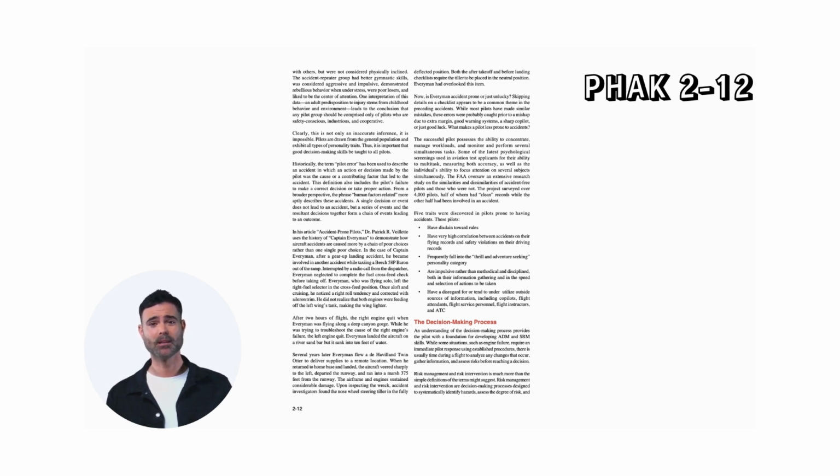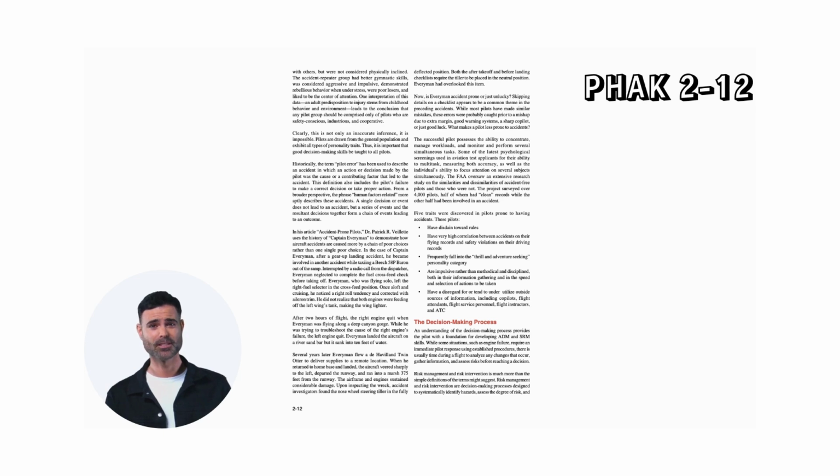In his article, Accident-Prone Pilots, Dr. Patrick R. Villette uses the history of Captain Everyman to demonstrate how aircraft accidents are caused more by a chain of poor choices rather than one single poor choice. In the case of Captain Everyman, after a gear-up landing accident, he became involved in another accident while taxiing a Beech 58P Baron out of the ramp. Interrupted by a radio call from the dispatcher, Everyman neglected to complete the fuel crossfeed check before taking off. Everyman, who was flying solo, left the right fuel selector in the crossfeed position. Once aloft and cruising, he noticed a right roll tendency and corrected with aileron trim.